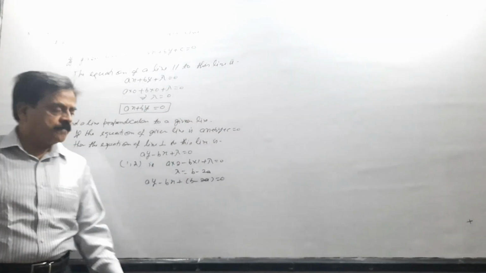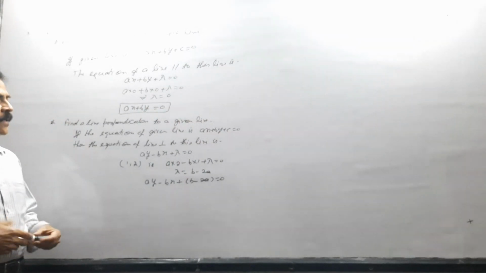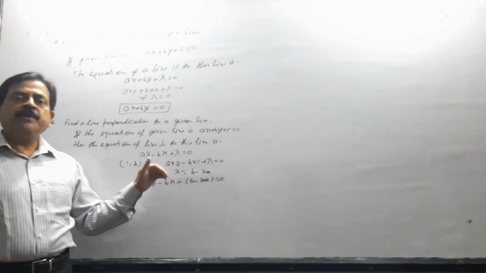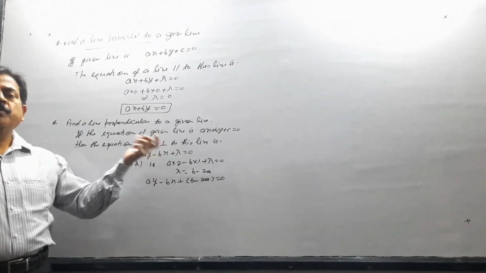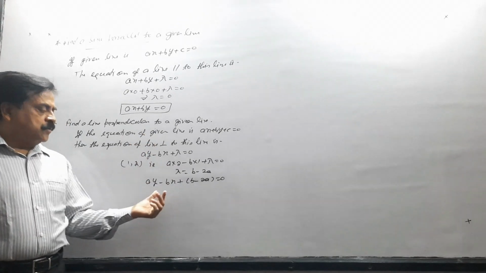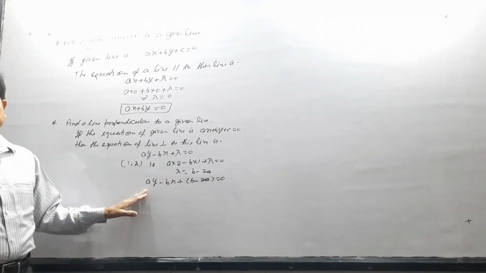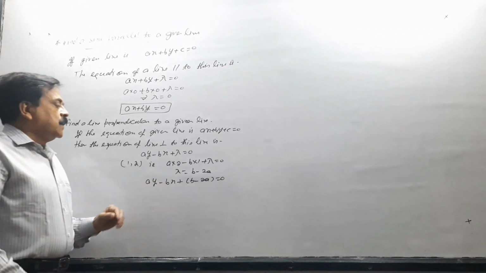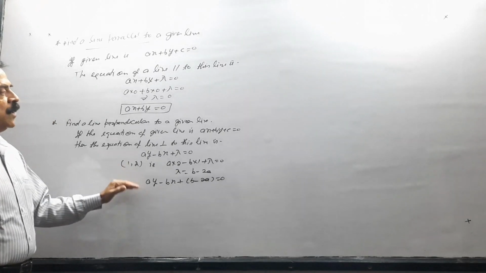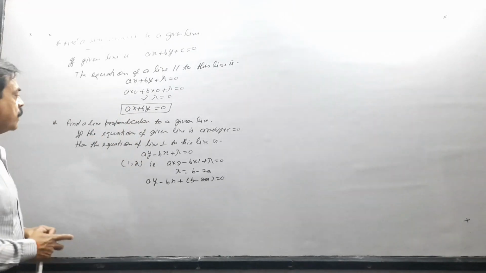The given line is this. In the question, a and b will be given. a and b will be some numerical values, so the unknowns will be only x and y. So this is a line perpendicular to a given line.